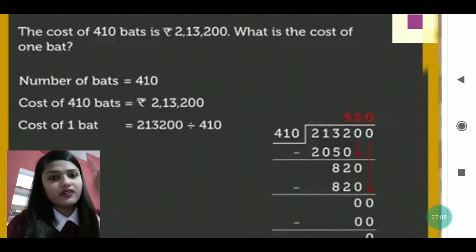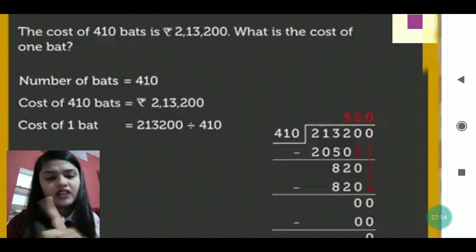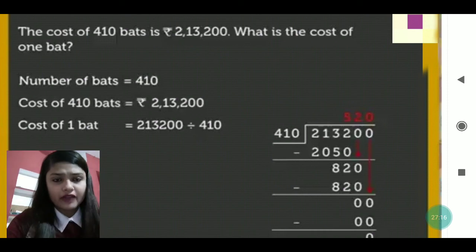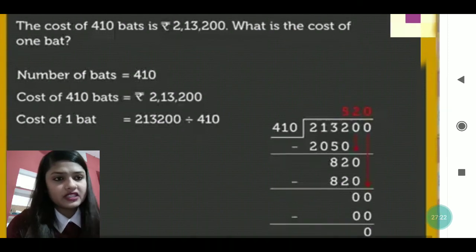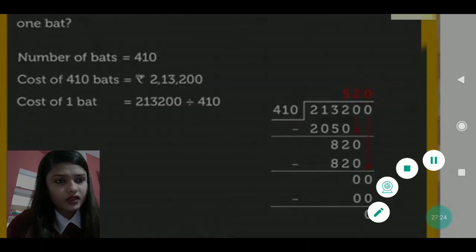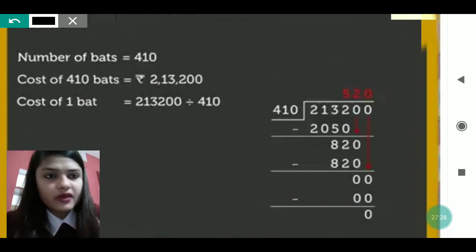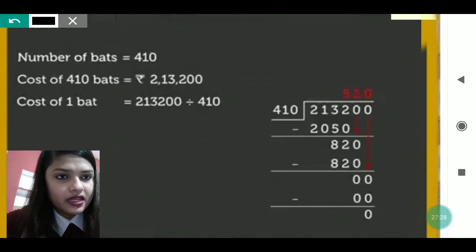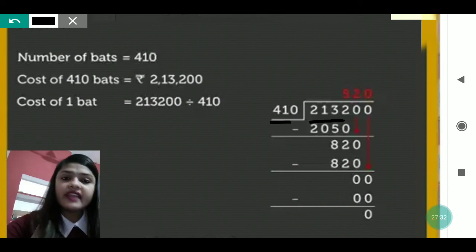What will you write? Number of bats. Then you will write cost of 410 bats, that is given. You have to find the cost of one, so you will divide 2,13,200 by 410. So let's divide, my dear. You can see here 410 is a 3-digit number, isn't it? So here also we will take the first 3 digits, that is 213.